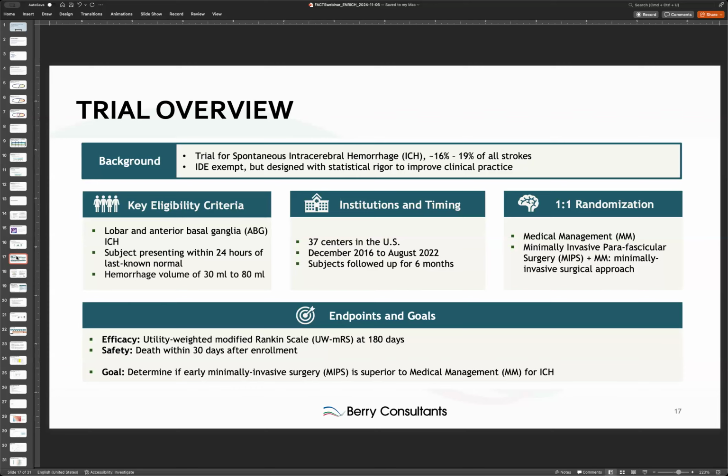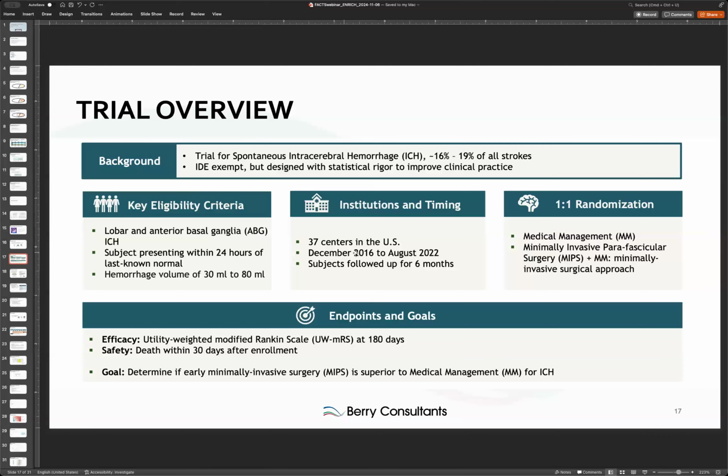So I'll just touch briefly on a couple of things on this slide. I elaborate on a lot of them coming up, but for the background of this trial, one interesting thing is this trial is IDE exempt. So it was designed with statistical rigor, but it was designed to improve and inform clinical practice. There weren't regulatory interactions, as far as I'm aware, with this trial, but it was rigorously designed. The eligibility criteria included ICH, so strokes in the lobar or anterior basal ganglia regions of the brain. These are our two locations, so lobar and ABG.